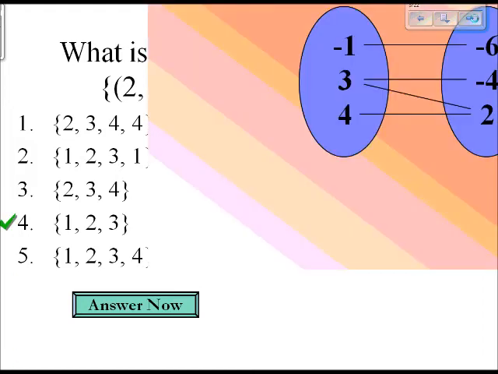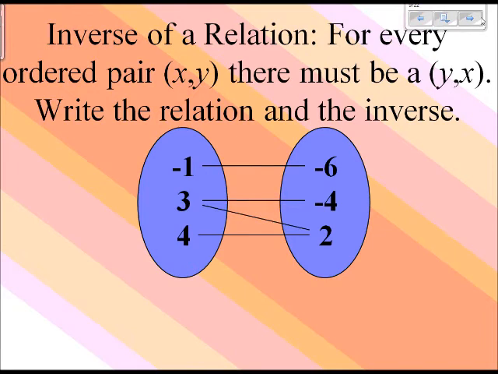number 4. All right, inverse. This is just a vocabulary word, and the inverse of a relation says for every ordered pair, x, y, there must be another ordered pair, y, x. So it's just saying if you want the inverse of a relation, you switch x and y. So to write the relation, I'm just going to write the set of ordered pairs. You guys should do that. And then to write its inverse, I'm just going to flip them around. All right.